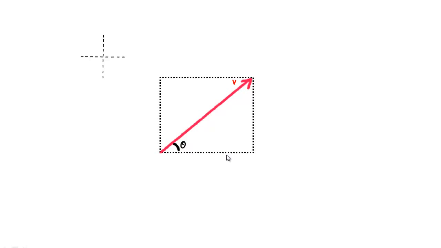So the horizontal component is on the adjacent side of this right-angled triangle, so its magnitude is going to be v cosine theta. The vertical component lies on the opposite side of the right-angled triangle when viewed from this angle here, so its magnitude is going to be v sine theta.